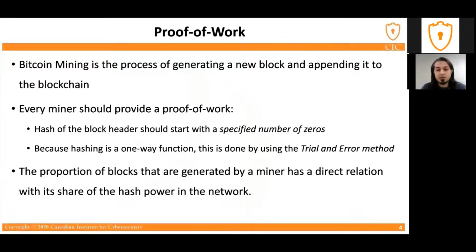Because the hashing process is a one-way function, this is done by using a trial and error method. They should choose different nonces, which is one of the contents of the block header, and then use different nonces to provide a proof of work. The proportion of blocks that are generated by a miner has a direct relation with the share of the hash power in the network. In the Bitcoin network, there are a lot of miners, and for example, let's say one of the miners has 20% of the hash power of the whole network. At the end, it should generate around 20% of all the blocks in the network. So the number of blocks that a miner is generating is directly related to the hash power of the miner.